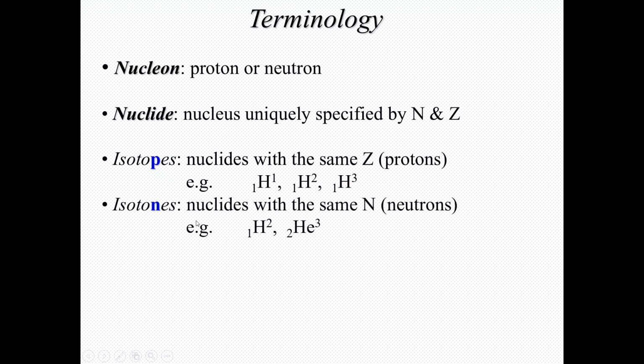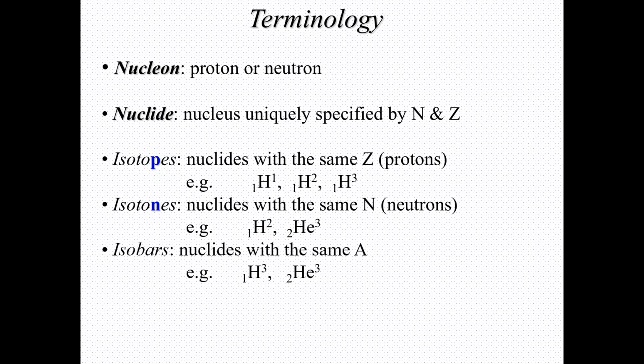Isotones are basically the nuclei with the same number of neutrons but different numbers of protons. Examples of that include deuterium and helium-3. Deuterium contains one proton and one neutron, and helium-3 contains two protons and one neutron. So isotones have the same number of neutrons but different numbers of protons.